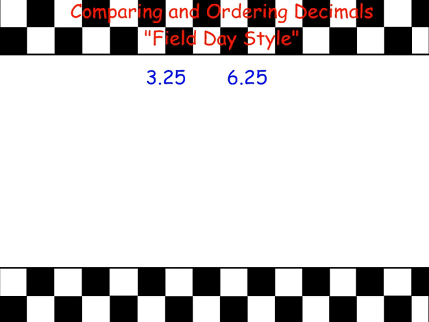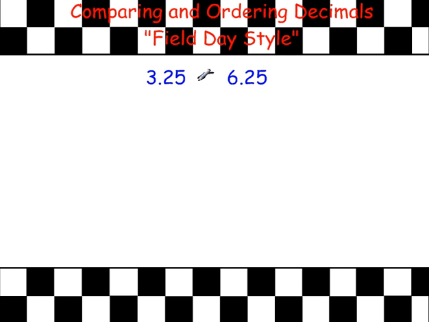Okay, let's start with the decimals 3 and 25 hundredths and 6 and 25 hundredths. Well, first of all, we have to make sure that this is a fair race. I see that there is a decimal in both numbers. There's a whole number at the beginning or in front of each decimal, and that there are two digits behind the decimal. If one whole number is larger than the other one, we do not have to look at the numbers behind the decimal.